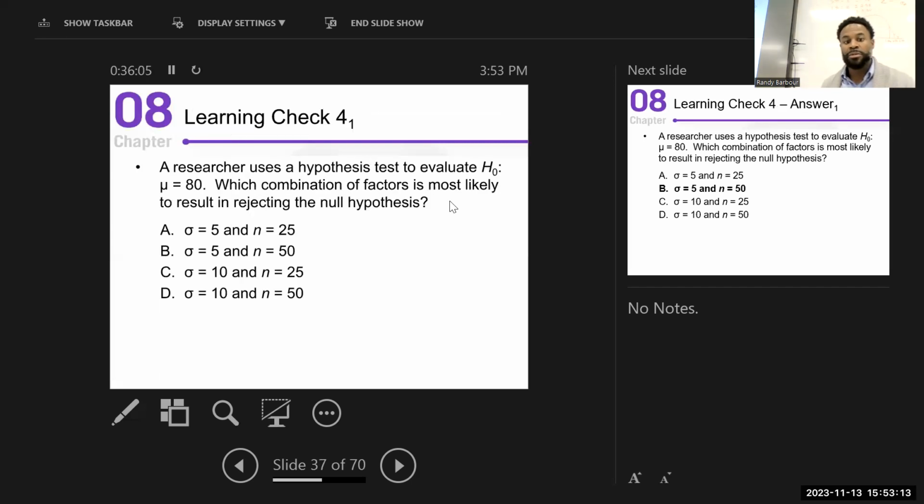As a check, and then we're going to do some examples. It says a researcher uses a hypothesis test to evaluate the null hypothesis, which is that the mean is equal to 80. Which combination of factors is most likely to result in rejecting the null hypothesis?